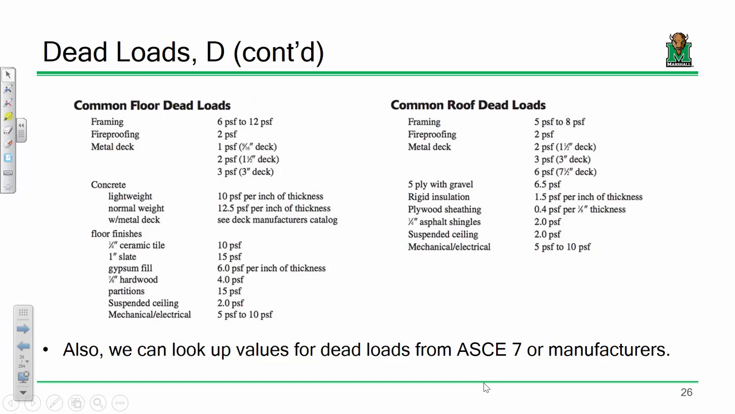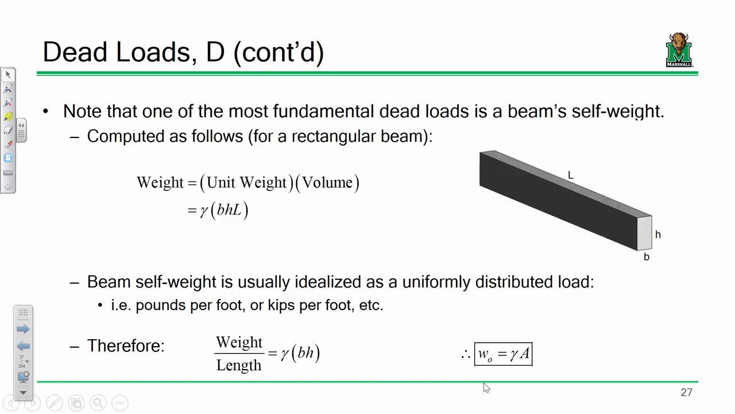And that's another thing with ASCE 7. Usually these documents tend to report upper bound values for stuff like this, because in design mode, you want to be conservative. Does that make sense? Okay. Now that's dead loads.